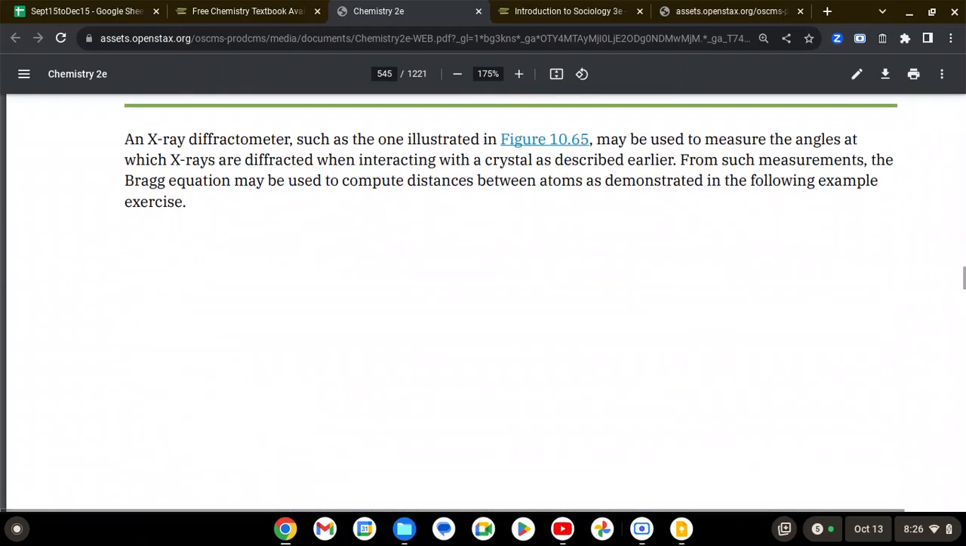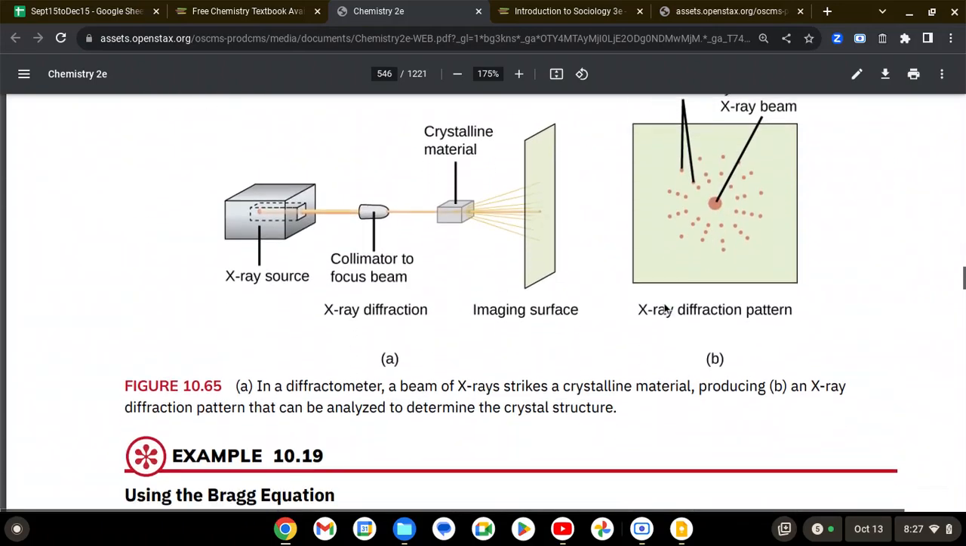An X-ray diffractometer, such as the one illustrated in figure 10.65, may be used to measure the angles at which X-rays are diffracted when interacting with a crystal as described earlier. From such measurements, the Bragg equation may be used to compute distances between atoms, as demonstrated in the following example exercise.